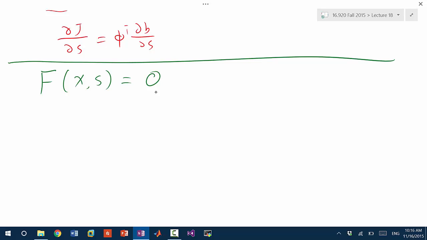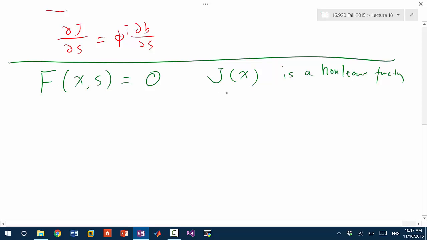That includes the case Xun has just asked about, right? What if the matrix actually depends on S? We are going to be now talking about this case. And another thing is J is not necessarily a linear functional. J may be a nonlinear functional of X. Right, so now both the governing equation and the objective function are potentially nonlinear.